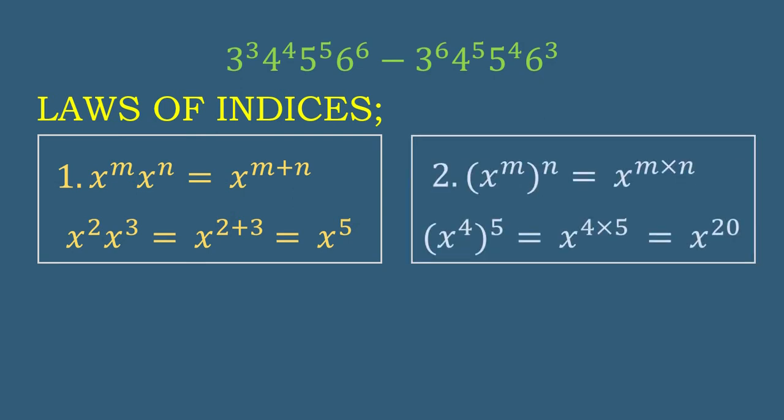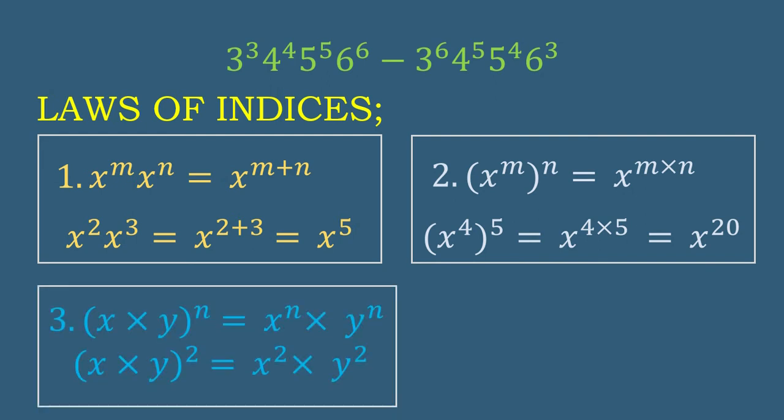In number 2, when x to the power m as a whole is raised to the power n, it is equal to x to the power m times n. For example, x to the power 4 as a whole to the power 5 is equal to x to the power 4 into 5, that results in x to the power 20.